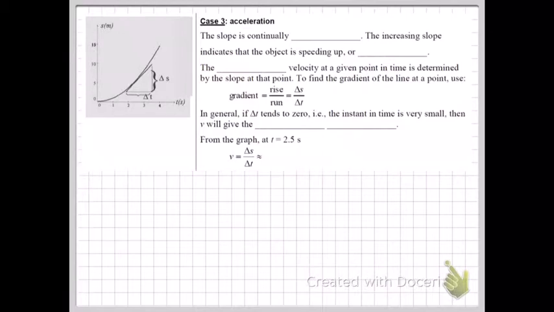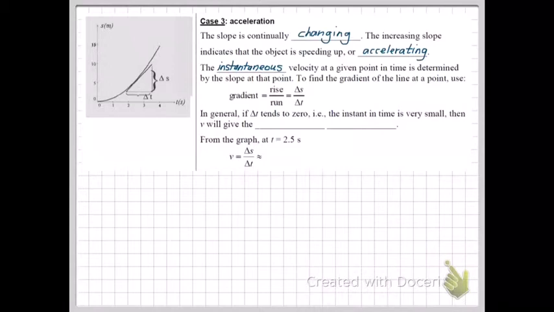Here you can see we have a curve and the slope is increasing. So first of all, we note that the slope is continually changing. The increasing slope indicates that the object is speeding up or accelerating. Now the instantaneous velocity at a given point in time is determined by the slope at that point.